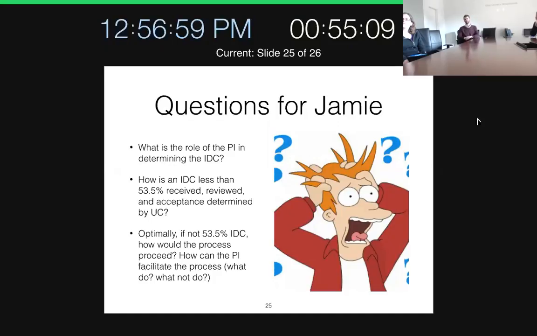Exactly. Should we just go to number 3? I think 2 and 3 are kind of the same. Optimally, if not a 53.5% indirect cost rate, how would the process proceed? How would the CPI facilitate the process of what to do and what not to do? I think we've hit you over the head with this a little bit, but just let us know. We'll work with the sponsor, get the documentation needed, do the legwork to get it through the Office of the President and move forward.